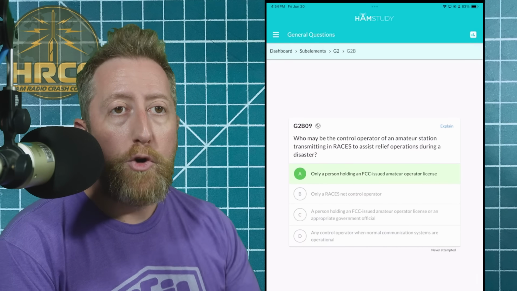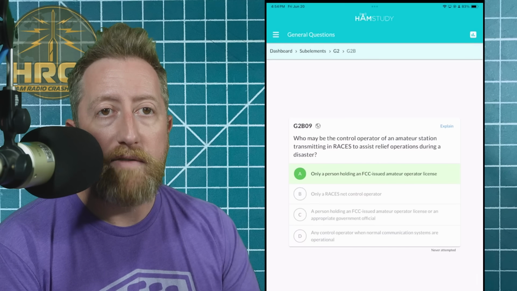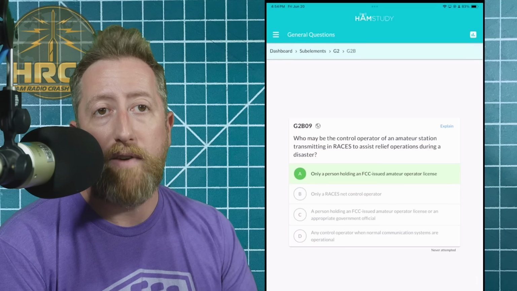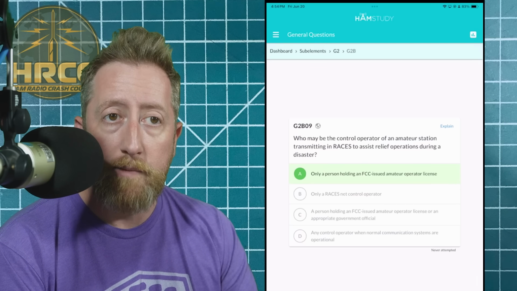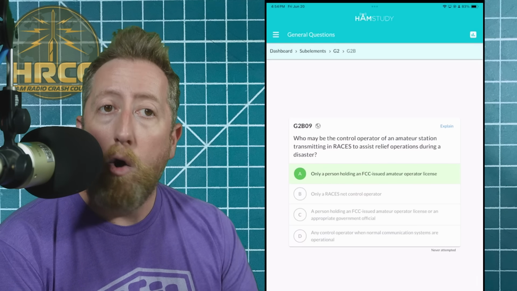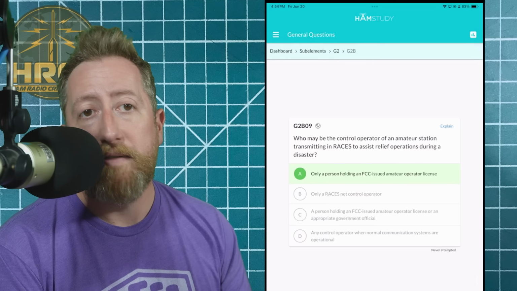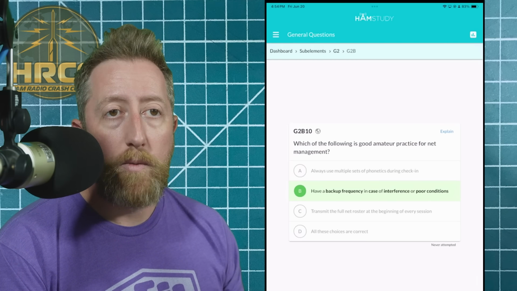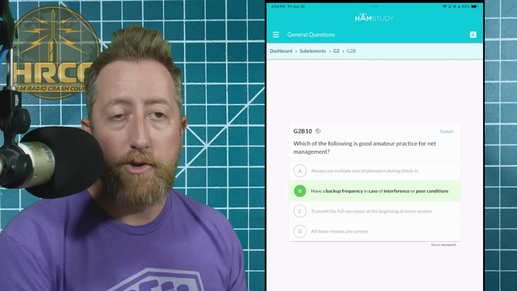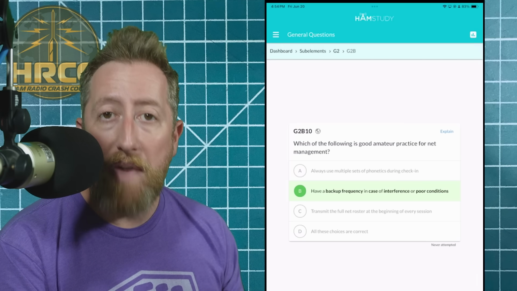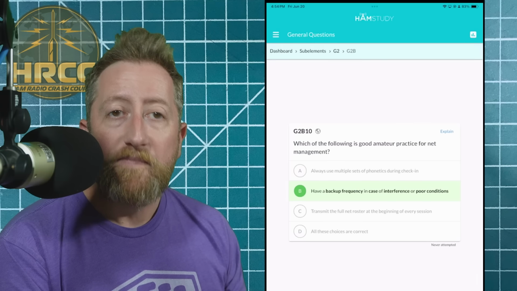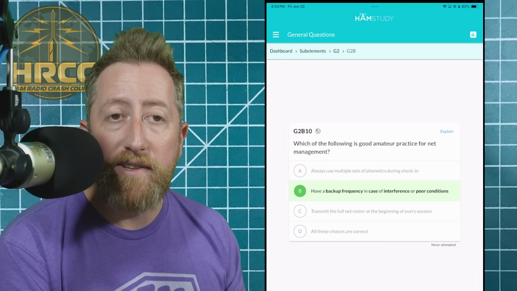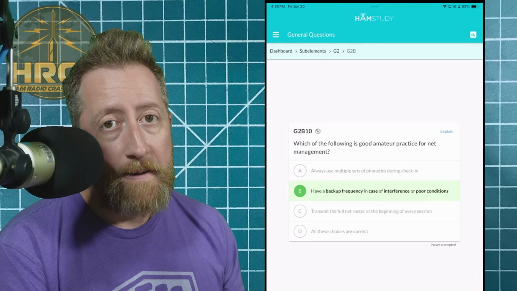Question 9, who may be the control operator of an amateur station transmitting in RACES to assist relief operations during a disaster? And the answer is A, only a person holding an FCC amateur operator license. Question 10, which of the following is good amateur practice for net management? B, have a backup frequency in case of interference or poor conditions.